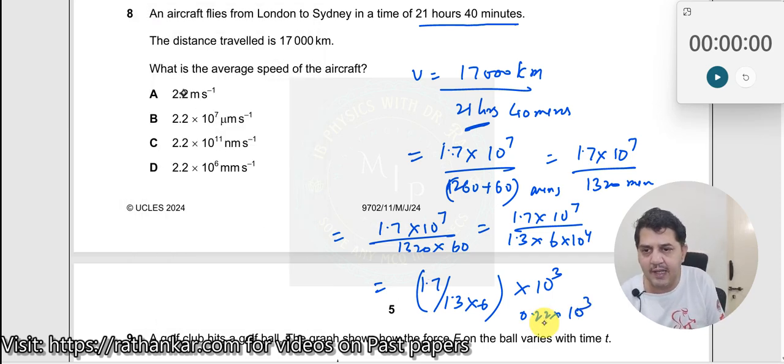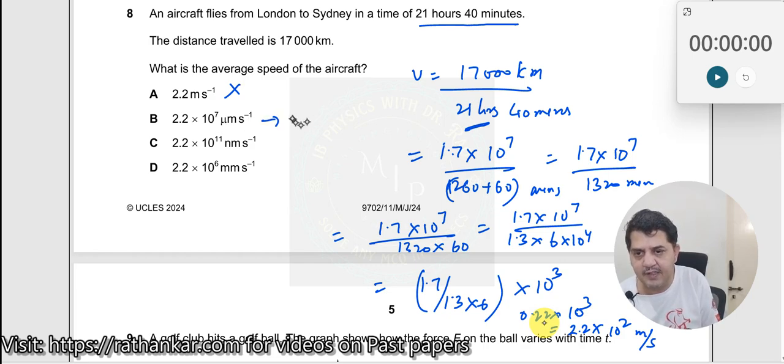Now I have everything in terms of 2.2, so this should now be 2.2 into 10 square. Now I need to find the multiples of this, which should give it L square. So this is definitely incorrect, meter per second, because this is also meter per second here. So 10 power 7 into 10 power minus 6 will give you how much? 10 here. What about this? 10 power 11 into 10 power minus 9 will give you 10 square here. So this is the right answer.